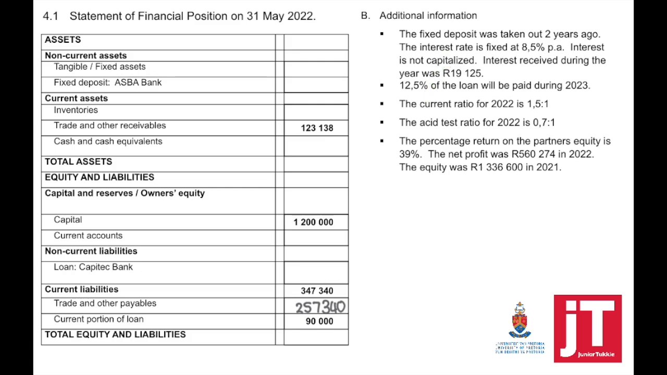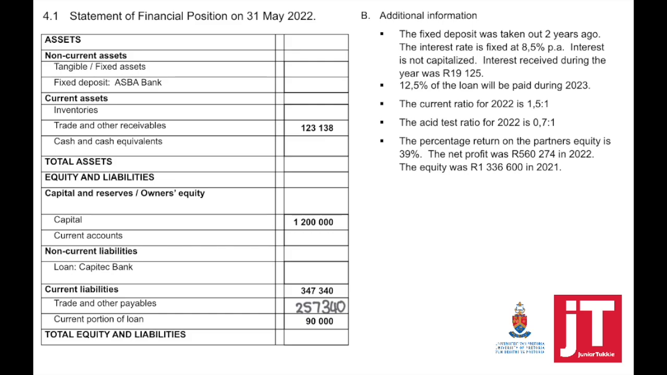If we go now to the additional information, the fixed deposit was taken out 2 years ago. The interest rate is fixed at 8.5% per annum. Interest is not capitalized. Interest received during the year was 19,125. So the fact that we've invested this 2 years ago doesn't really matter. We've invested in the current financial year, we've received interest of 19,125, and interest is not capitalized, which means it's not added to the fixed deposit amount.